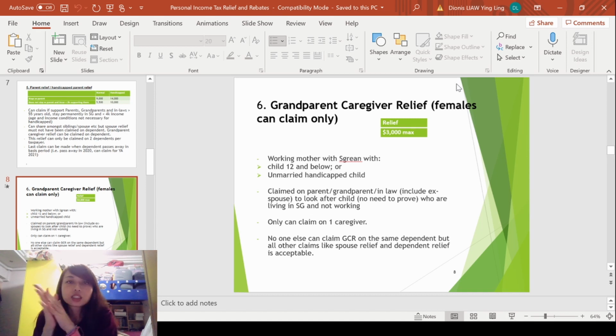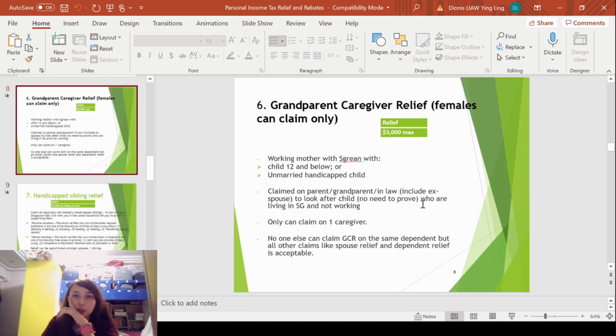Next one is the grandparent caregiver relief. So this is $3,000 max. It is for females only. You are a working mother with a Singaporean child that is 12 and below, or you have an unmarried handicapped child that doesn't need to be 12 and below. Your grandparent, your parent-in-law or whatever will help you look after the child, but this one need not be proven to the IRAS. This grandparent or parent must be living in Singapore and they are not working. So you can claim this $3,000.